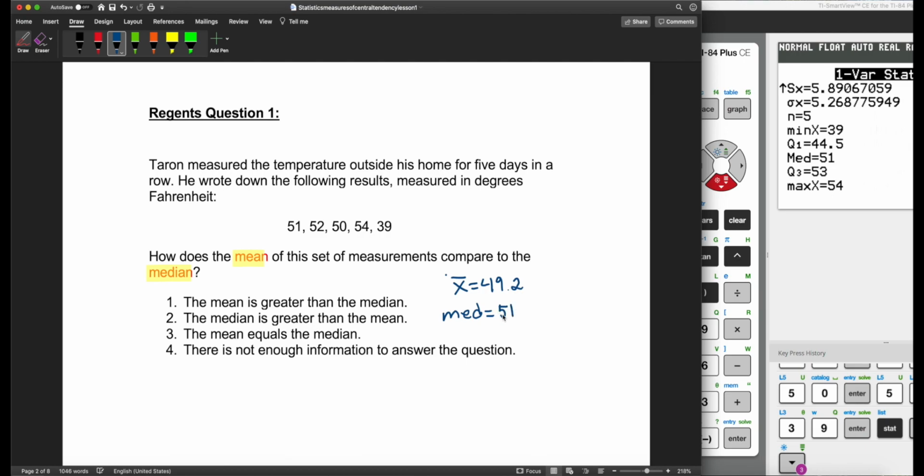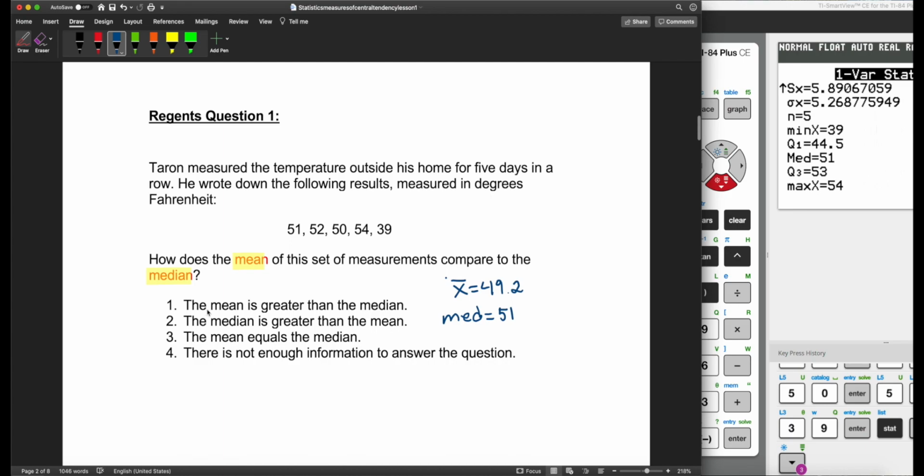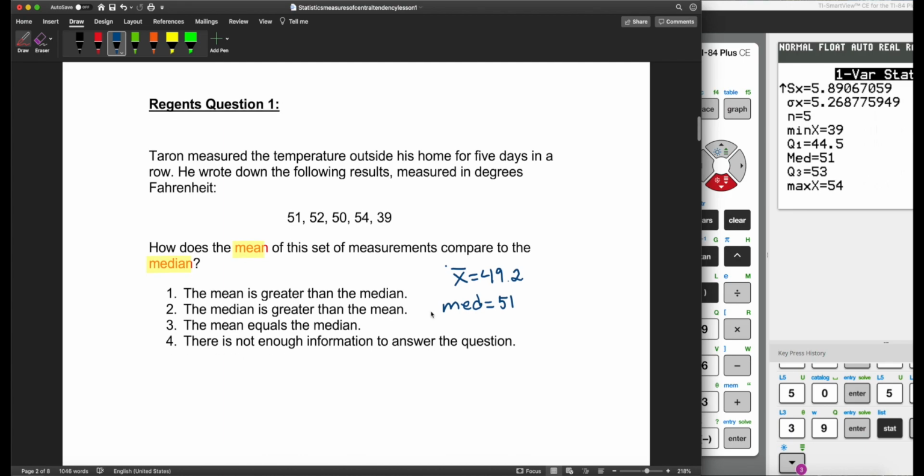Now, what we're going to do is read each choice and compare the data like they want us to do. It says, the mean is greater than the median. When you have it written right next to the problem, it's very easy to compare these numbers. So it's saying 49.2 is greater than 51. We know that is not true. Choice 1 is gone.